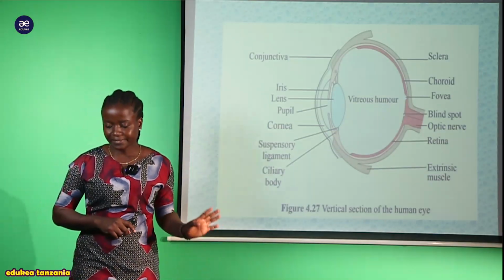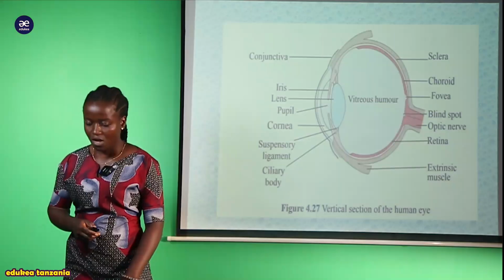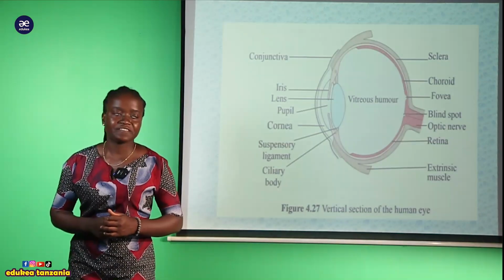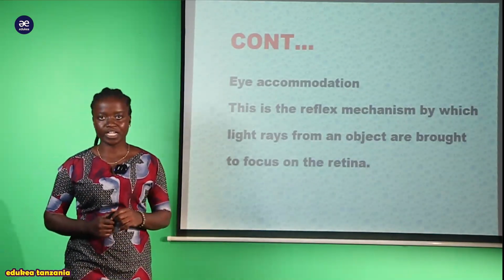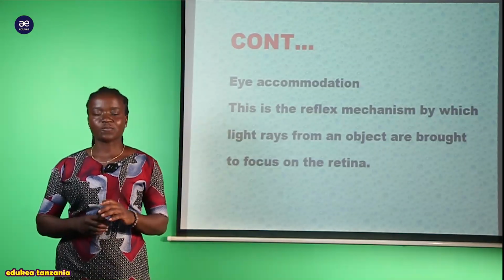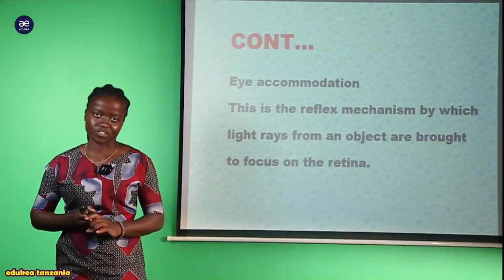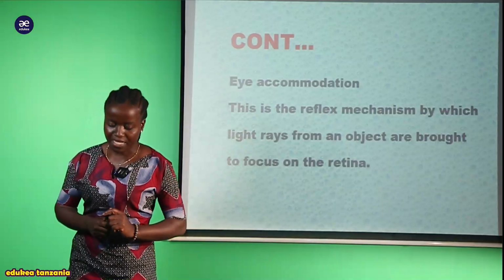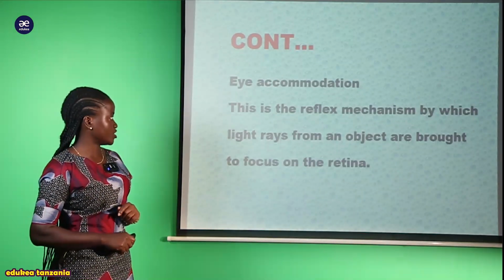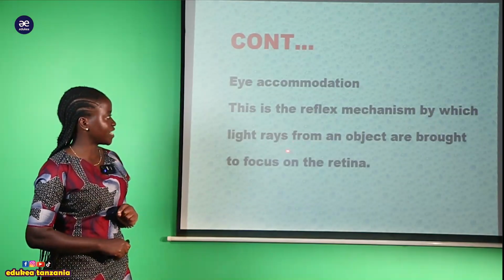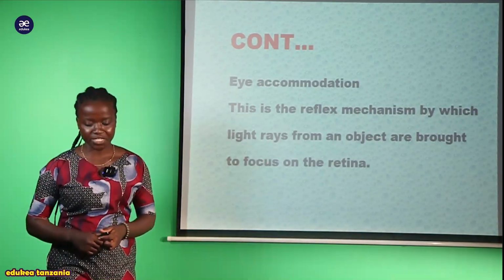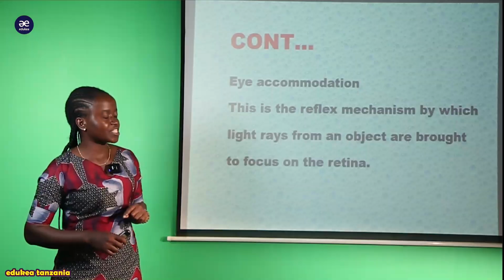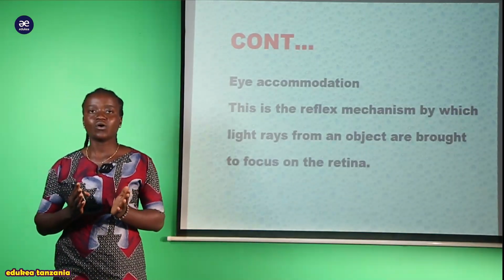So after we have seen the structure of the vertical section of the eye, now I would like to take you through another thing which is very important in understanding the mammalian eye. And this is eye accommodation. It's not the accommodation that you know, that is eye accommodation. So what is eye accommodation? Eye accommodation is the reflex mechanism by which light rays from an object are brought to focus on the retina. Hii tunasema ni reflex mechanism or adjustment of the eye structure so that the image can be seen on the retina correctly.